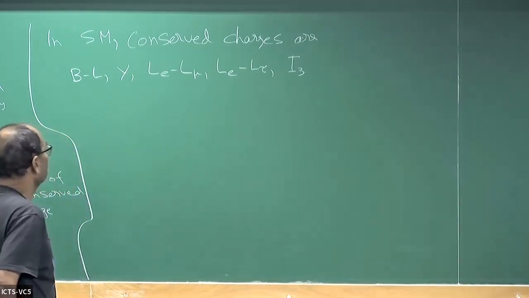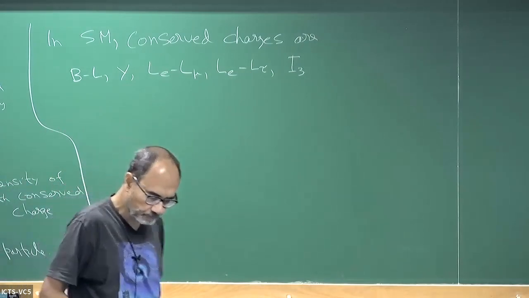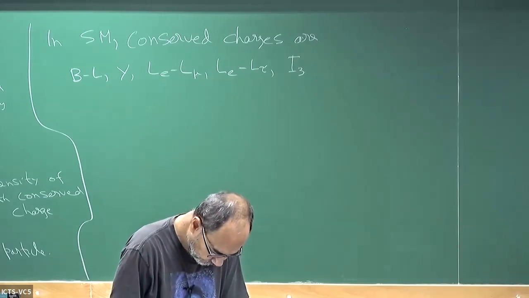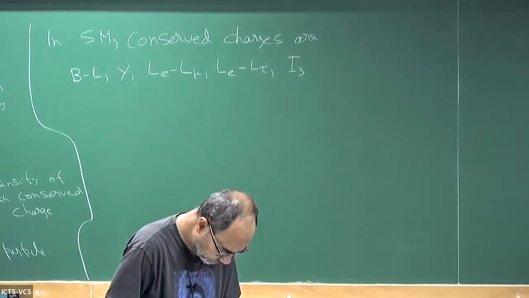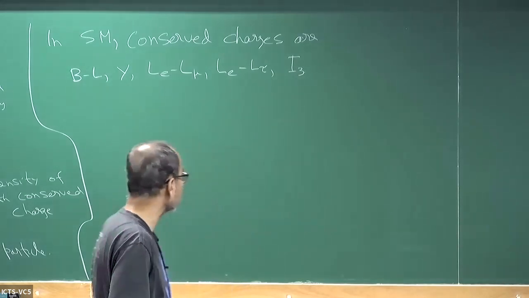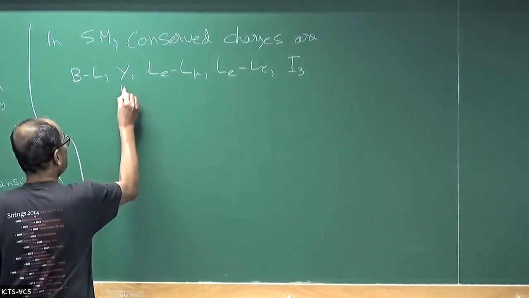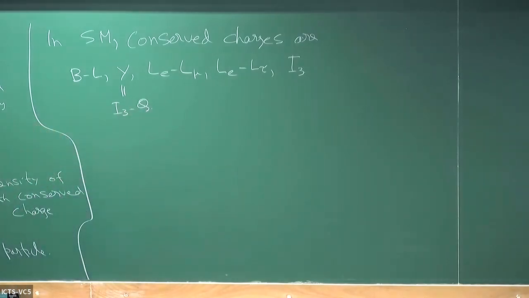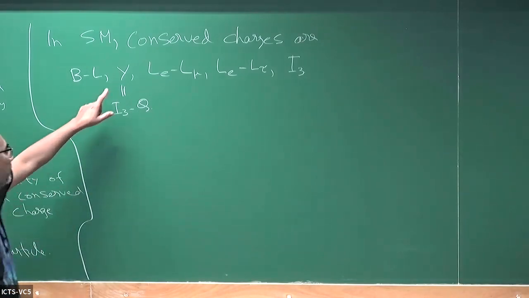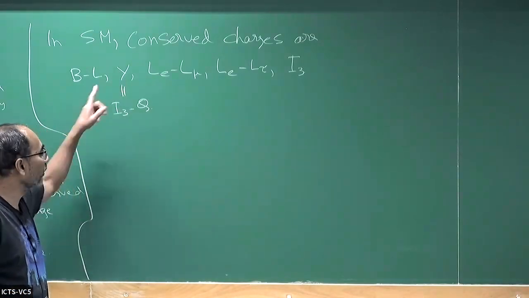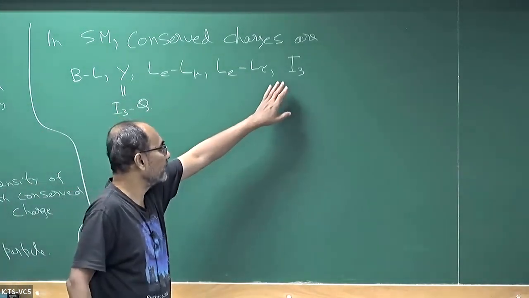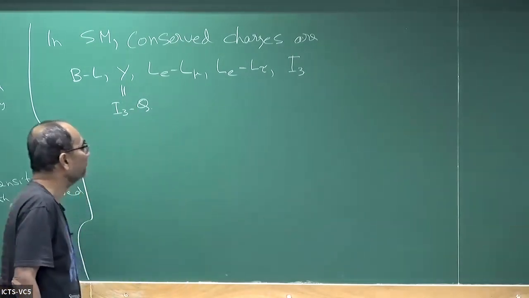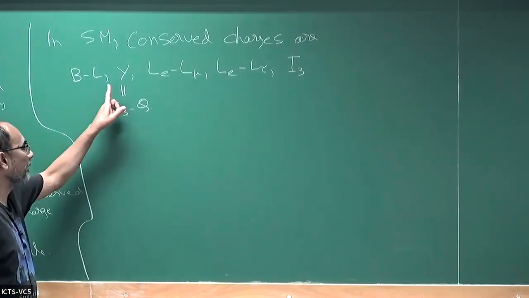And Q, let me write the formula for Q. Y is I3 minus Q. From the perspective of the Lagrangian, Y is the U1 charge that you write down when introducing the standard model, and I3 is the third component of the SU2 generator. That's the definition of these generators, and Q is a particular combination of Y and I3.